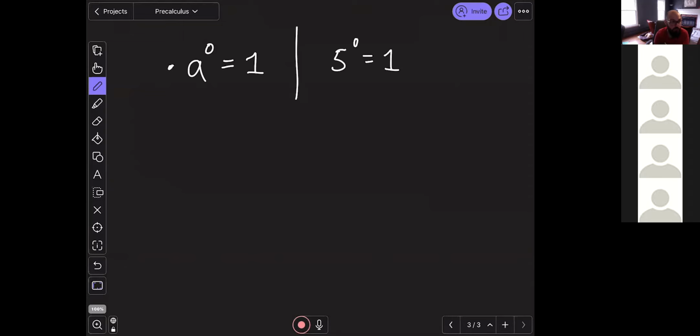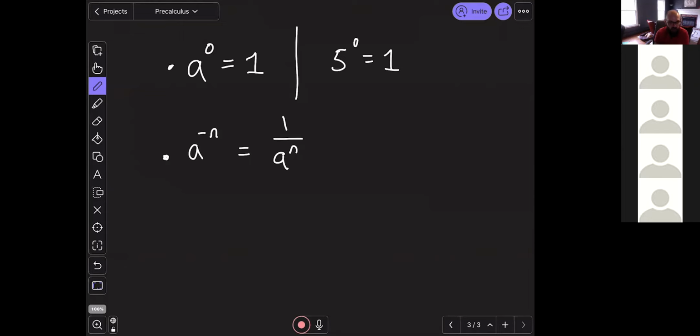Some things that are also very important: whenever you have a negative exponent, a to the negative n like this, we're always going to think about that as being in the denominator. Okay, so 1 over a to the n. So again, this is another rule. Very important, whenever we see a to the negative n, it will be 1 over a to the n.